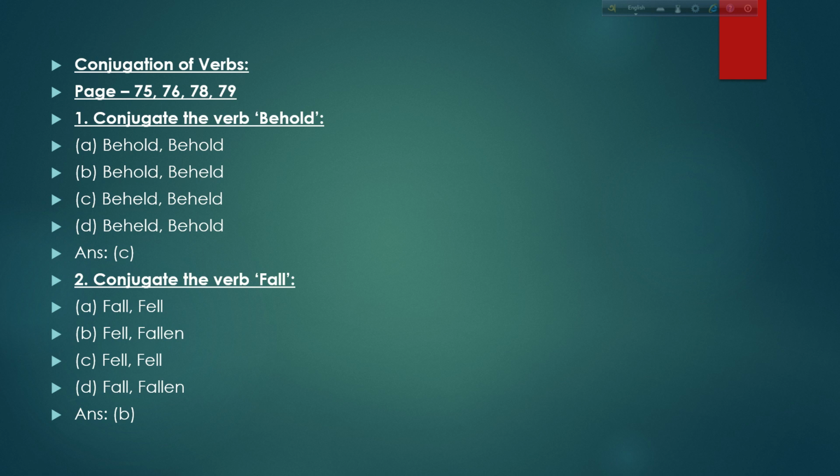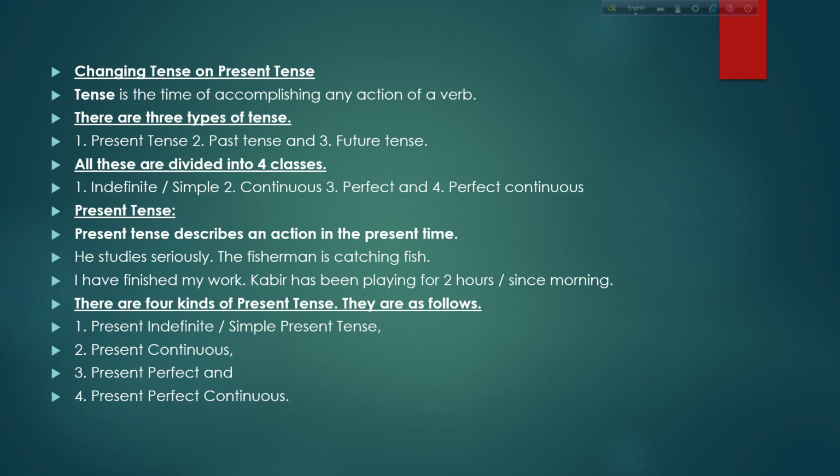Number 2, for example, conjugate the verb fall. Answers are given: fall, fell, fell, fallen, fell, fell, and fall, fallen. So you know the correct answer is B, fall, fell, fallen. That is fall, fell, fallen. This way the question may come.